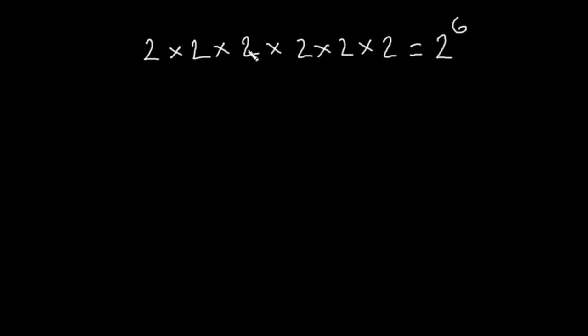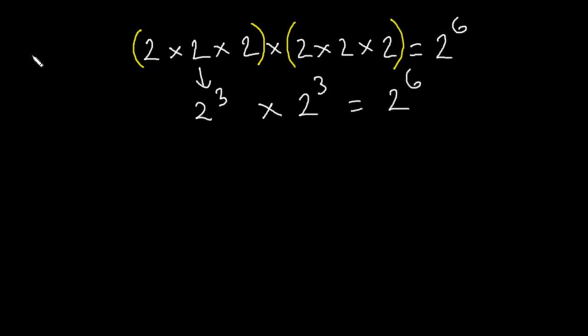Now I can decide to play around with these numbers a bit, and I could add some brackets in here. I'm not going to change the value in any way, shape or form. I'm just going to change the form of the expression. So I'm going to put some brackets in here. And so what I'm essentially saying is 2 times 2 times 2, which is 2 to the 3, times 2 times 2 times 2, which is 2 to the 3, equals 2 to the 6. And notice that the powers of 2 here both add up. When we add them together, we get 6, right?